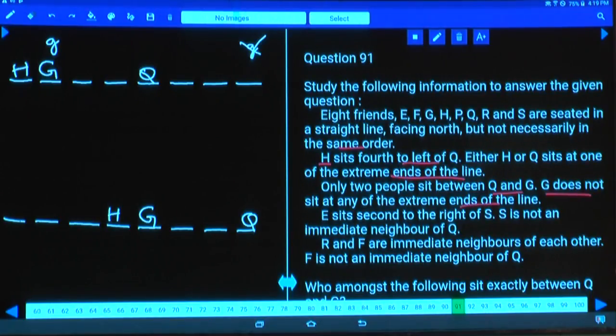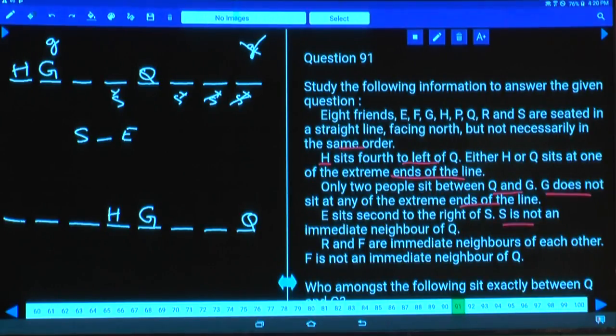E sits second to the right of S. Now E is seated second to the right of S, this is the possible. E sits second to the right of S, S is not an immediate neighbor of Q. S cannot be at this place and S cannot be here. S cannot be here and S cannot be here. Why? Because if S is here, E second to the right of S is not possible in these two cases. Hence S cannot be in any one of these places.